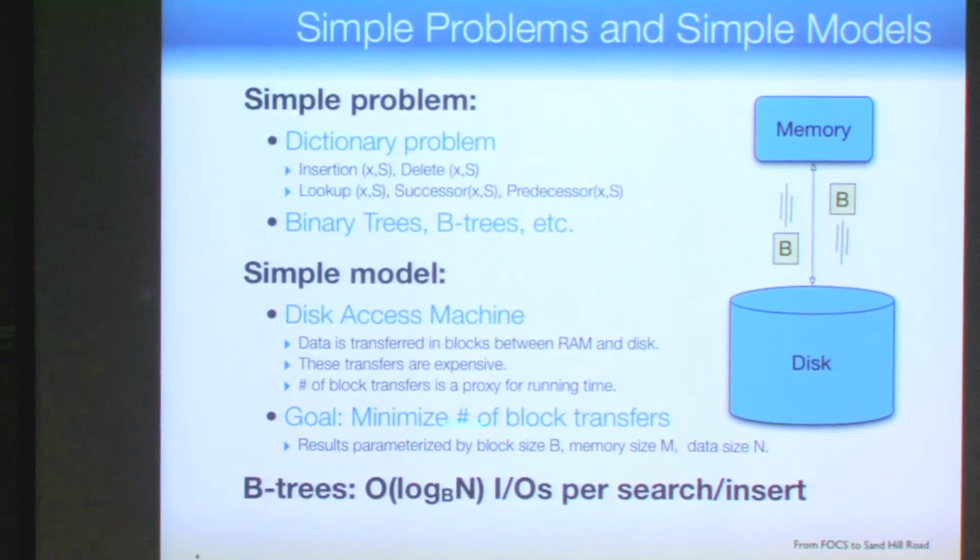So the goal is to minimize the number of block transfers, and that's basically what we count as the running time. How much we do up here once we're in memory, we don't count that. Of course, you could cheat horribly. Every model has its limits. That's what I'm counting as the number of IOs. They're a lot slower than everything else. And you've got parameter B. M is the memory size, and N is the data size. And B trees, for example, solve this kind of stuff in log base B of N IOs per search or insert.